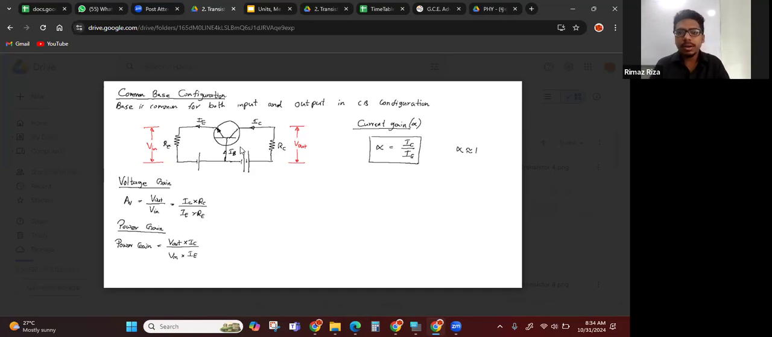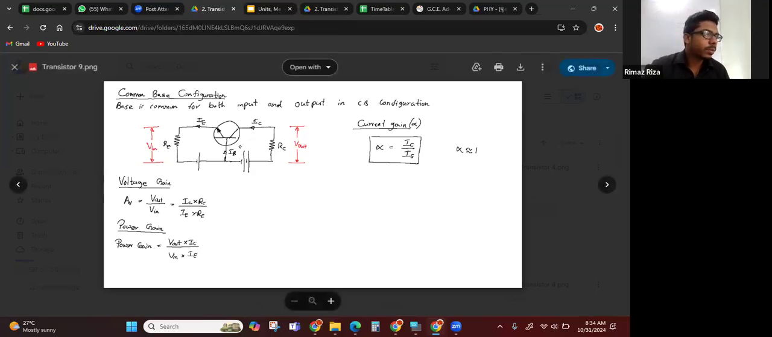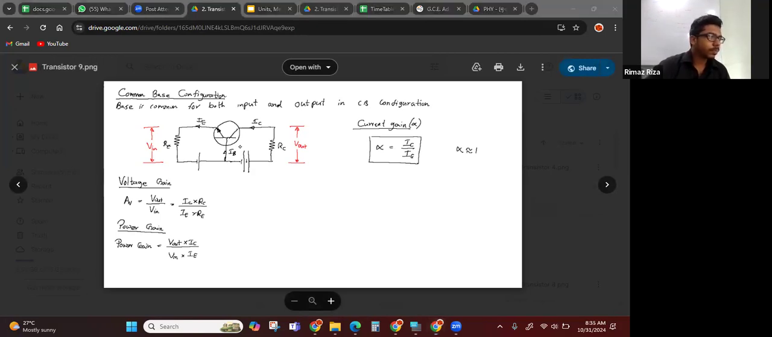Raise your hand if you finish drawing the figure. Also mark V input and V out. That is marked there in color. So in common base configuration, base is the common terminal for both input and output. So this one you can consider as the input circuit, and this is the output circuit.